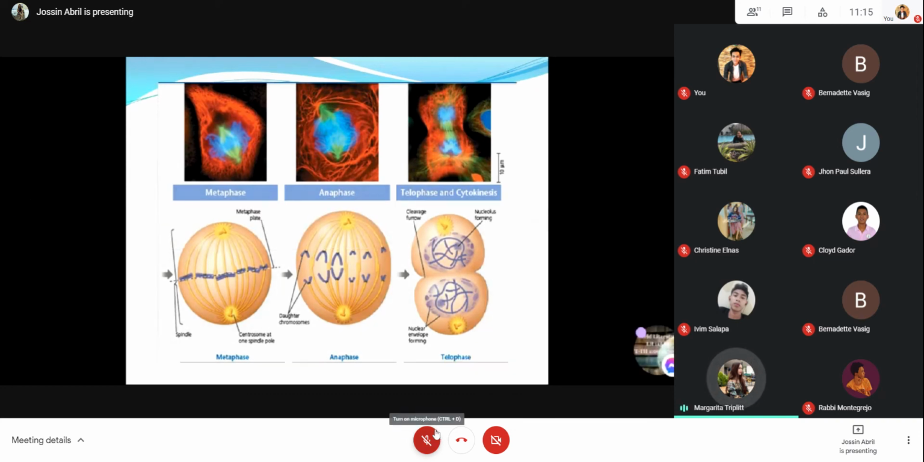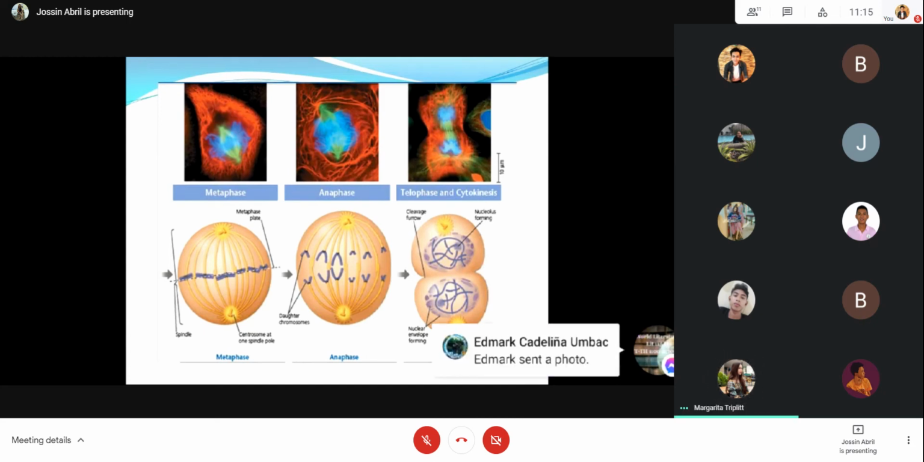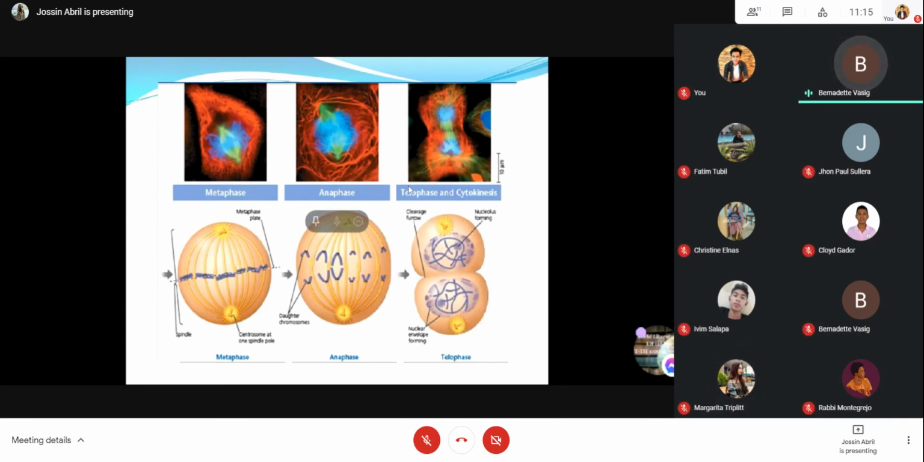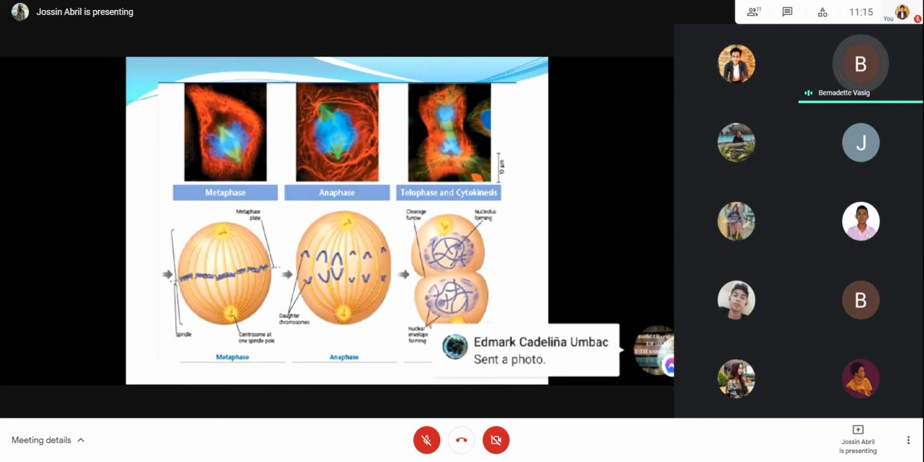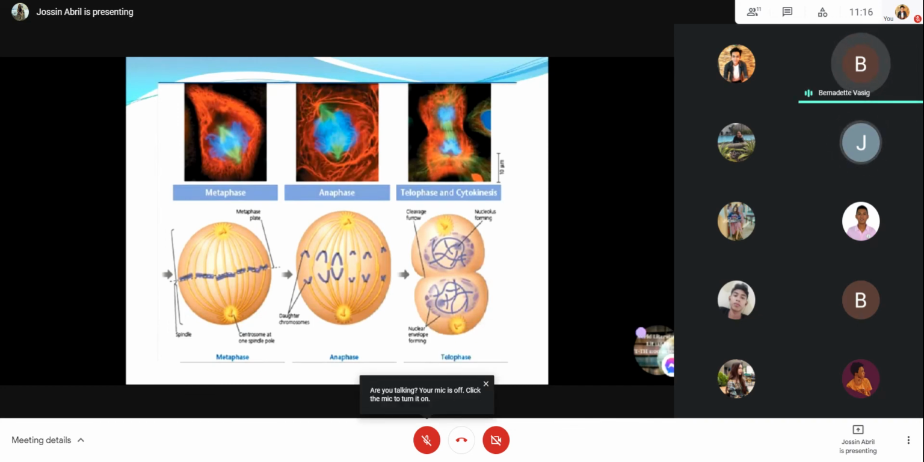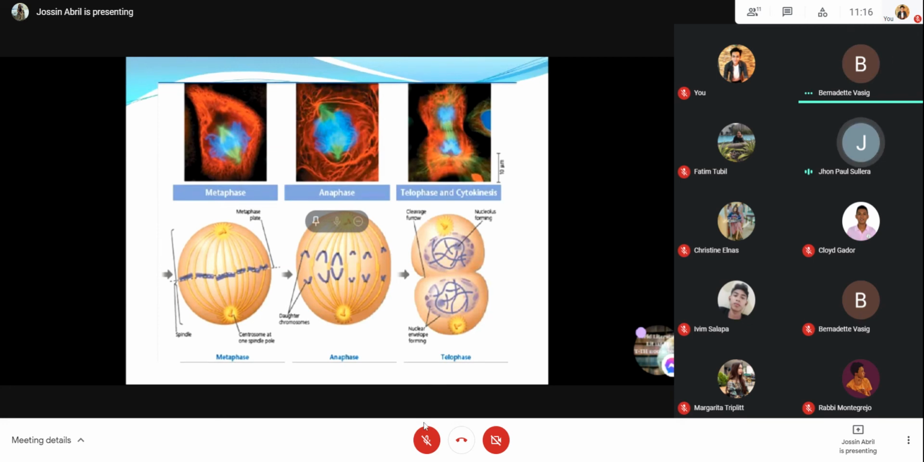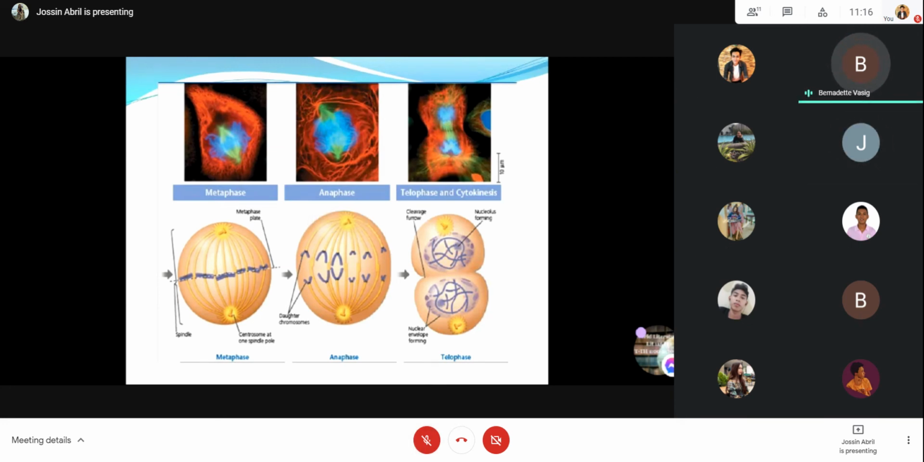It is determined by the contractile ring of microfilaments formed in the cleavage furrow. Okay, what determines the formation, or the direction of the formation, of the contractile rings? Remember, we're talking about animal cells. What determines the direction of the formation of the cleavage furrow?